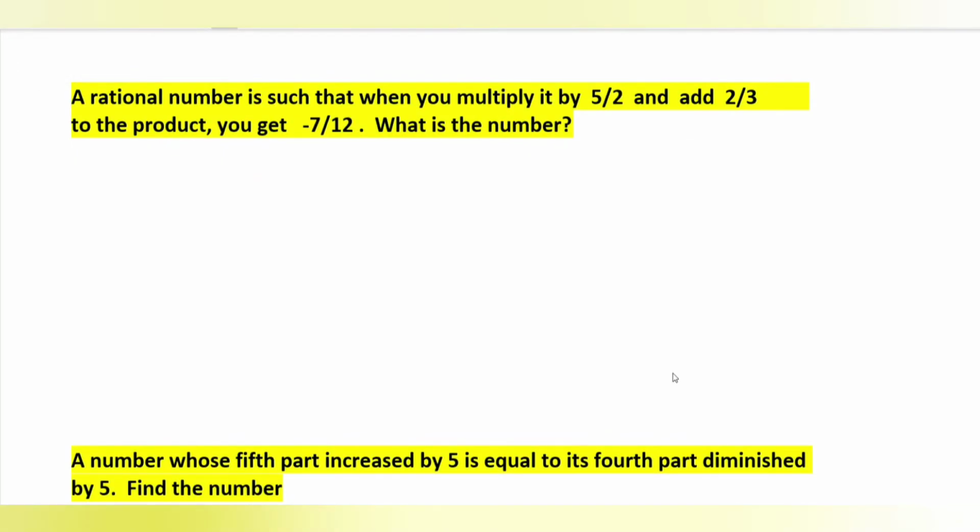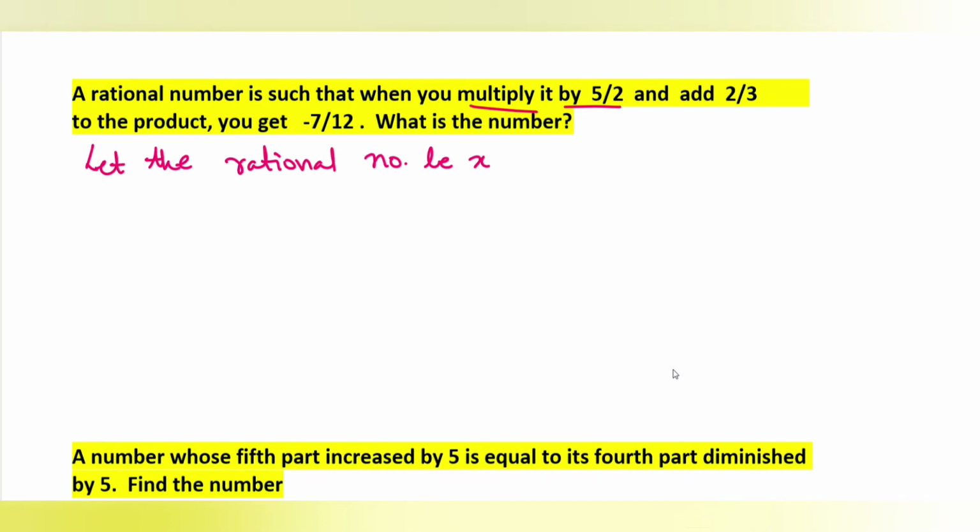Now move to the next question. A rational number is such that when you multiply it by 5 upon 2 and add 2 upon 3 to the product, you will get minus of 7 upon 12. So let the rational number be x. If you multiply it by 5 upon 2 and add 2 upon 3 to this product, it means 5x upon 2 plus 2 upon 3. You will get negative 7 upon 12.